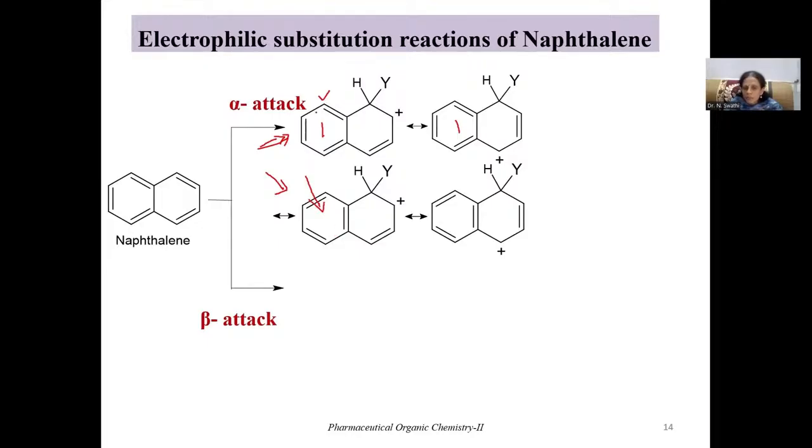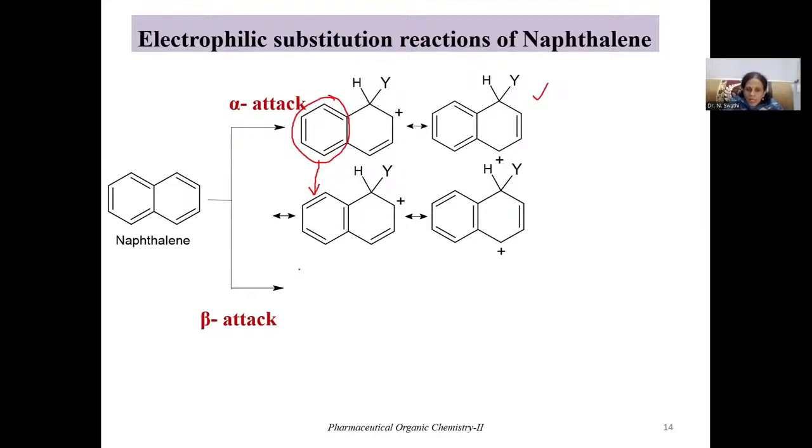We have just moved the double bond positions. We have not disturbed the ring where the substitution is occurring, so this second ring is maintained the same. So that is the only difference. We get initially two resonance structures, the first two. Just by writing one more Kekulé structure for the benzene ring, we get two more structures. So overall, on alpha attack of the electrophile on the naphthalene ring system, we get 4 resonance structures for the resulting carbocation.